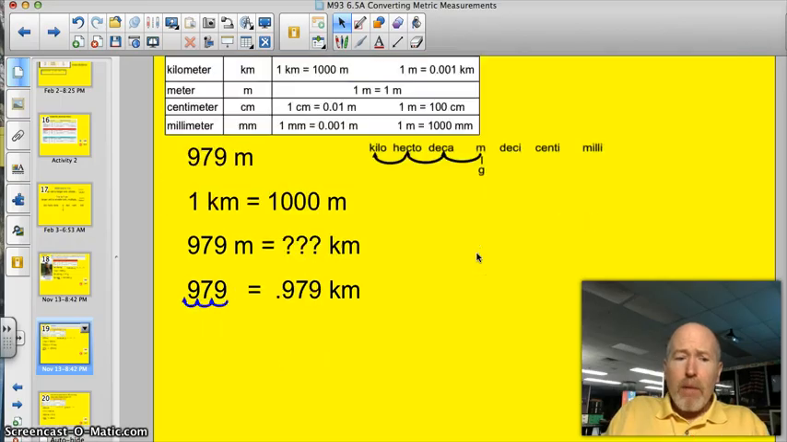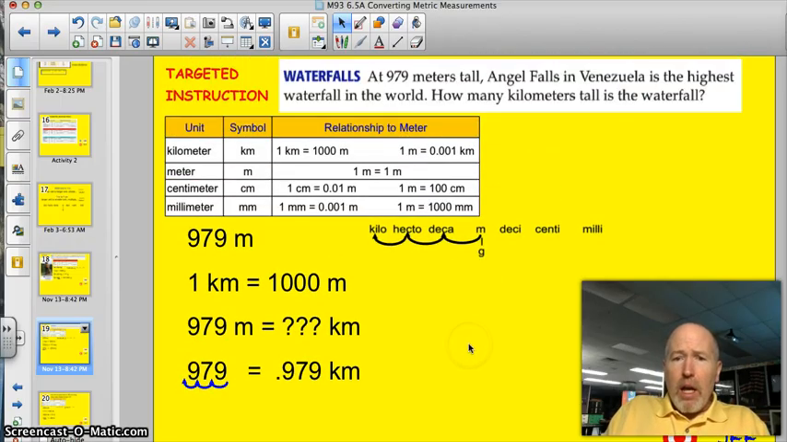All right, I'm going to have you work on this problem here. At 975 meters tall, Angel Falls in Venezuela is the highest waterfall in the world. How many kilometers tall is this waterfall? All right, let's see. Well, it's 979 meters. Looking at my chart, I know that a kilometer is 1,000 meters. So I wrote down 1 kilometer equals 1,000 meters.